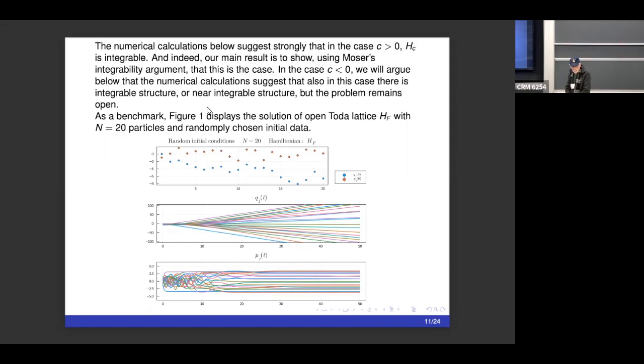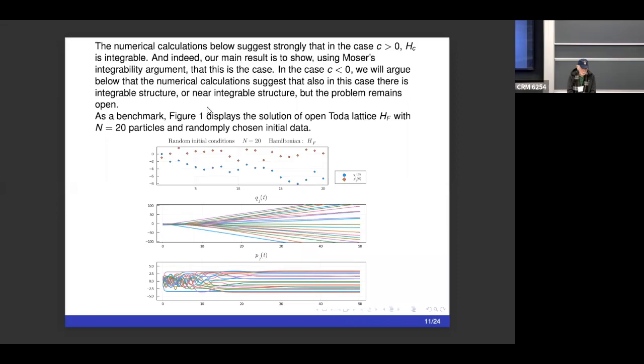In the case when C is negative, we will argue below that the numerical calculations suggest that also in this case there is an integrable structure or near integrable structure, but the problem remains open. So as a benchmark, I first want to show you the classical results on the open Toda lattice. This is when C equals zero.